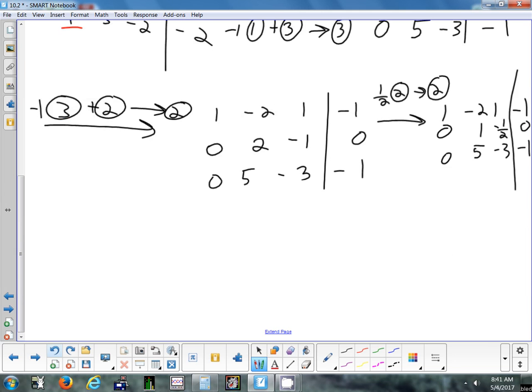Okay, so we've got zeros in the first column. We got a 1 in the second. The next thing I want to do is get a 0 here. And that's why I made this a 1. Because it's very, very easy to get a 0 here if this is a 1. You just have to multiply it by what?